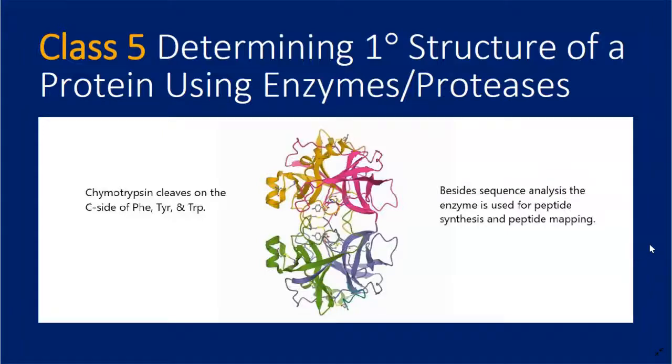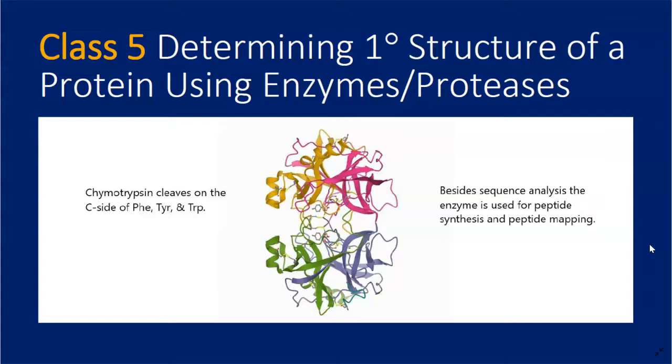Hi everyone. In class 5, we started to look at the primary structure of proteins and polypeptides and peptides. The primary structure is basically the amino acid sequence, typically going from the N-terminus to the C-terminus. In this video, I want to go over how to determine the primary structure using enzymes, and particularly proteases, enzymes that cleave peptides at certain residues.